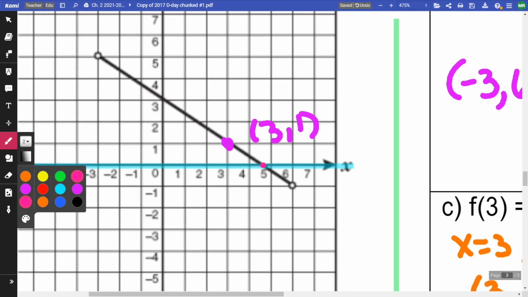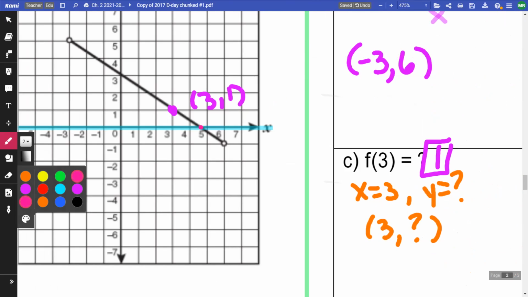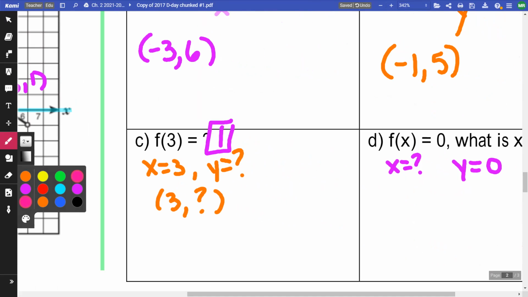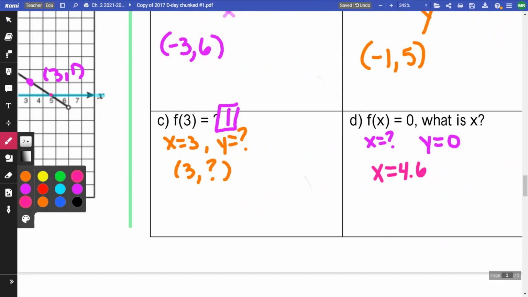So it looks like it's a little more than 4.5. So let's say 4.6 would be reasonable. So x is equal to 4.6.